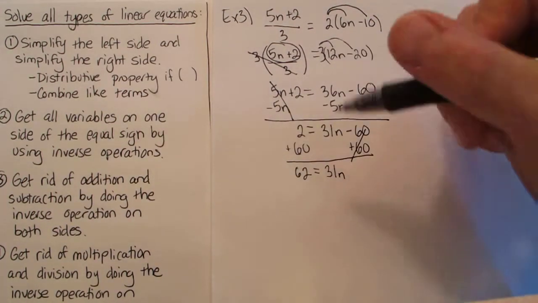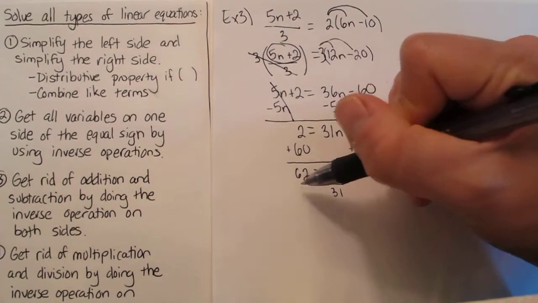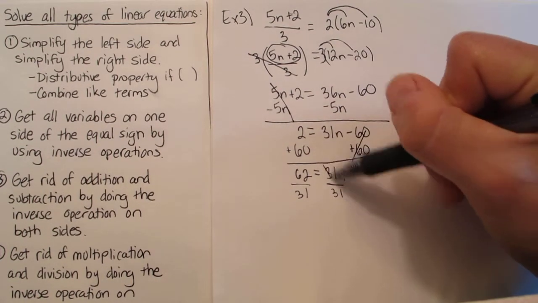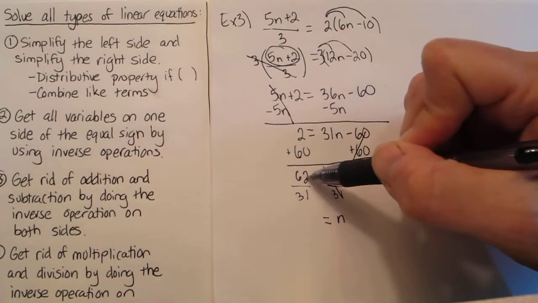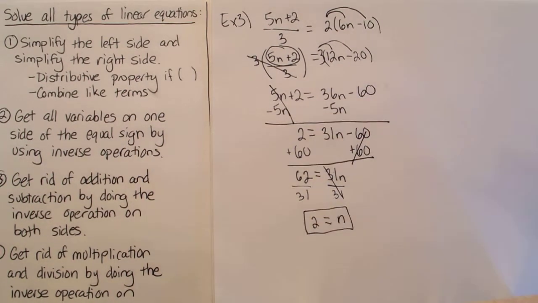Last step, get rid of multiplication. So this is n times 31, so I'm going to divide on both sides by 31. 31 divided by 31 is 1, so I've got 1n. 62 divided by 31 is 2. So that horribly complicated looking problem has quite a simple answer. It's just n equals 2.